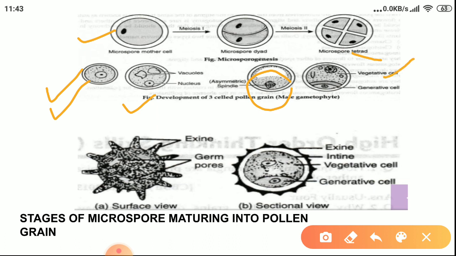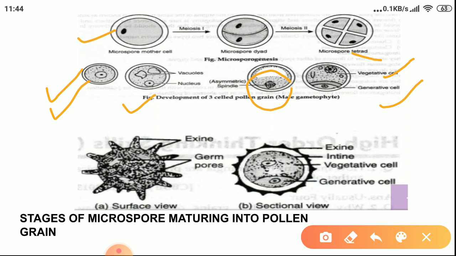The bigger one is called vegetative cell and the smaller one is called generative cell. When a microspore contains two cells, the vegetative cell and the smaller generative cell, this is called two-celled stage. Is it clear? Many pollen grains are actually shed at this stage, which is called two-celled stage.